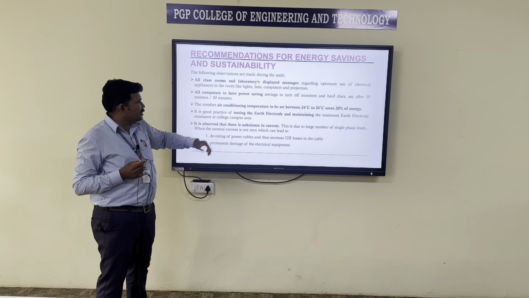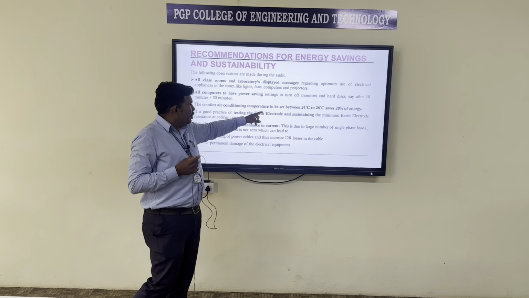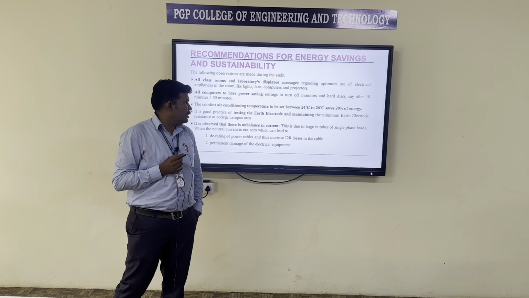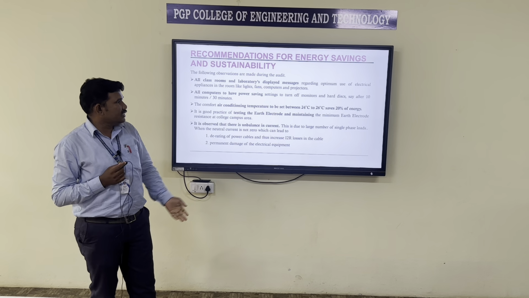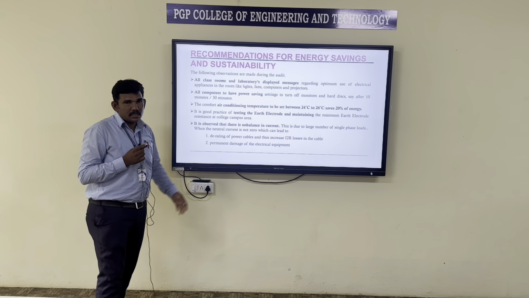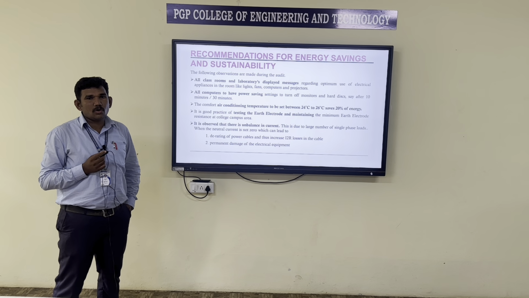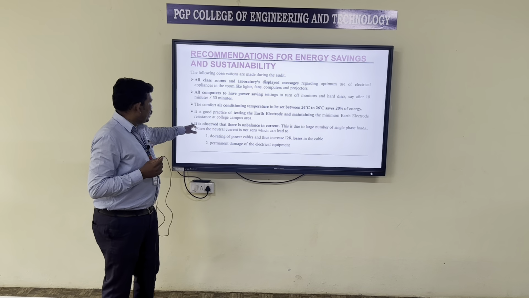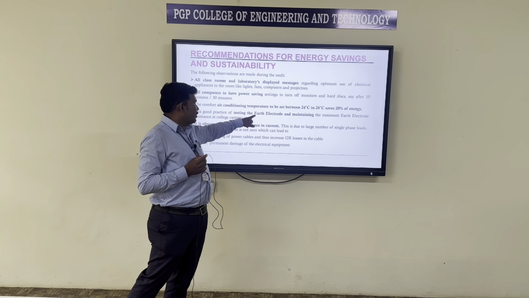In air conditioning, in the AC, we have to keep the temperature level at 24 to 26 degrees Celsius for saving 20% of energy. Nowadays, the government announced last month that you should not go below that setting. Next, we have to conduct the testing of earth rods and maintain them.